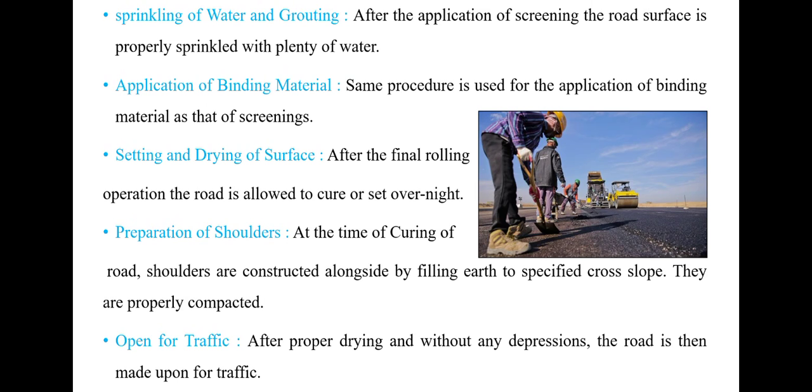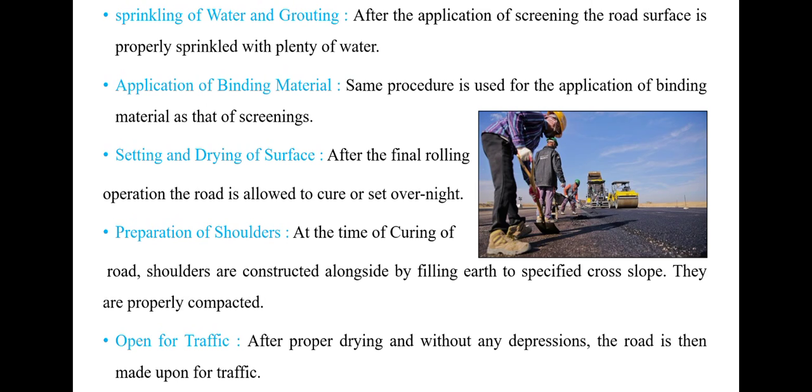Then the next step is application of the binding material. I hope you are understanding all the steps properly, very easy it is. So, application of binding material. The binding material is applied at a uniform and slow rate in 2 or more layers. Always the binding material should be applied in 2 or more layers to have proper strength and durability.